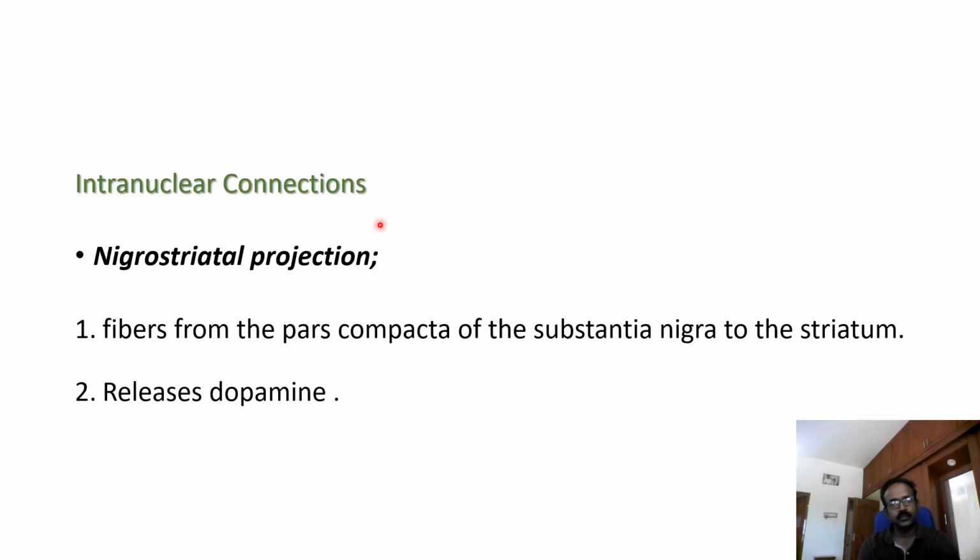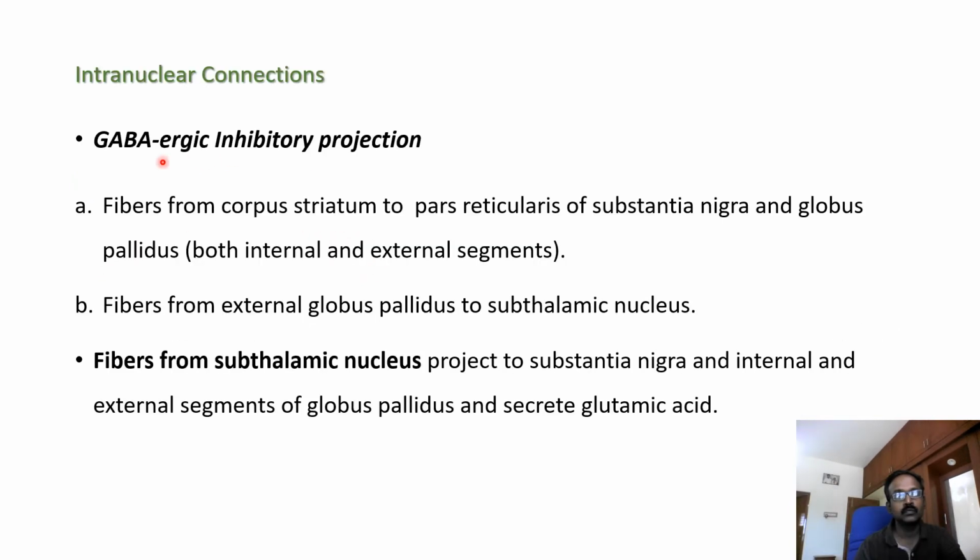Intranuclear connections. Nigrostriatal projection: fibers from the pars compacta of the substantia nigra to the striatum. It releases dopamine. Defect in the nigrostriatal projections produces Parkinsonism. GABA inhibitory projections: fibers from the corpus striatum to the pars reticularis of substantia nigra and globus pallidus, both internal and external segments, release the inhibitory GABA.